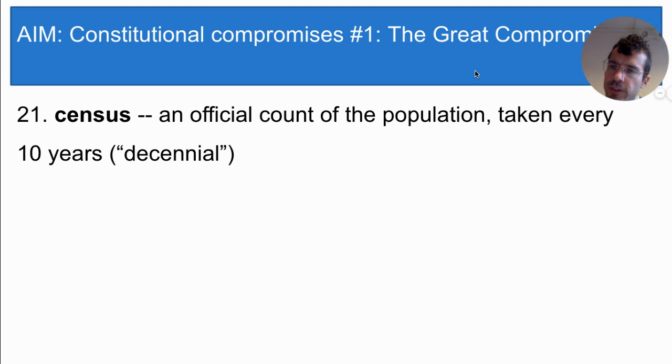Also, if a state's population increases, it gets more representatives, and if its population shrinks, it loses representatives. So the census is necessary for determining a state's representation in the House of Representatives because representation there is based on population. Remember, the census is only needed to determine representation in the House of Representatives. It does not apply to the Senate.